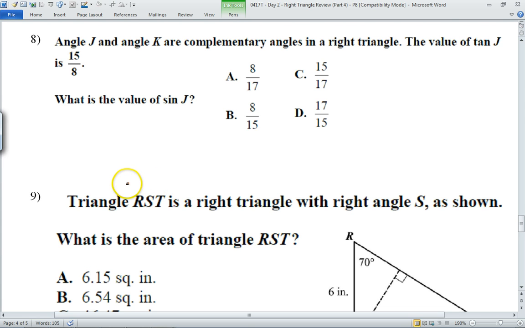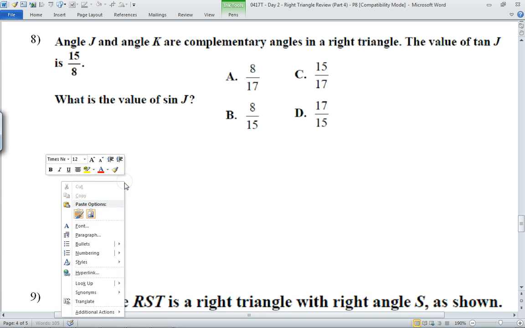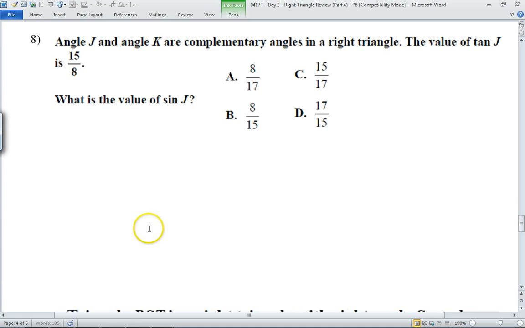Guess what I'm about to say right now. If you said draw a picture, you are correct. Next time I see you, I will give you a cookie.